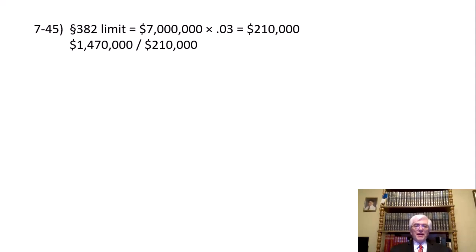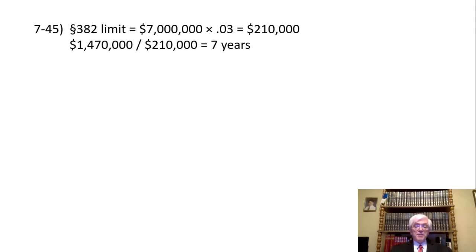1,470,000 divided by 210 is exactly 7. So it'll take 7 years to use up that 1,470,000. There's 9 years left to go. We can do it in 7, so we're good. We can get the whole 1,470,000, but we're going to have to do it at the rate of $210,000 per year.